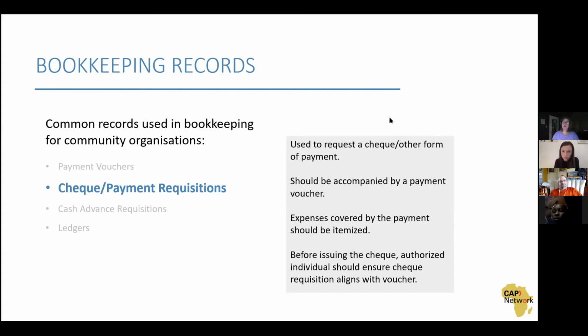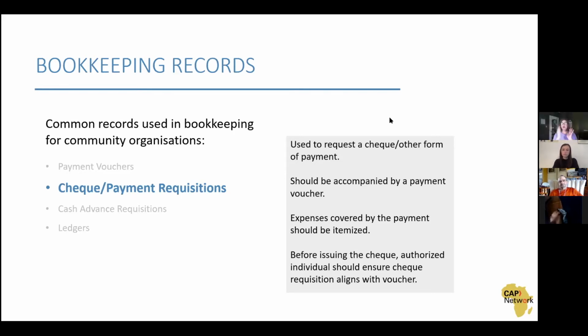Okay, so the voucher is itemizing the expenses and telling us which project and which budget those expenses should come from. The check or payment requisition is about who is being paid, and who is being reimbursed. So this is what's used to request, and it usually indicates how that payment is being made, whether it's by check, or in some cases you might be doing a wire transfer or an electronic transfer or a mobile transfer, depending on how you manage your finances.